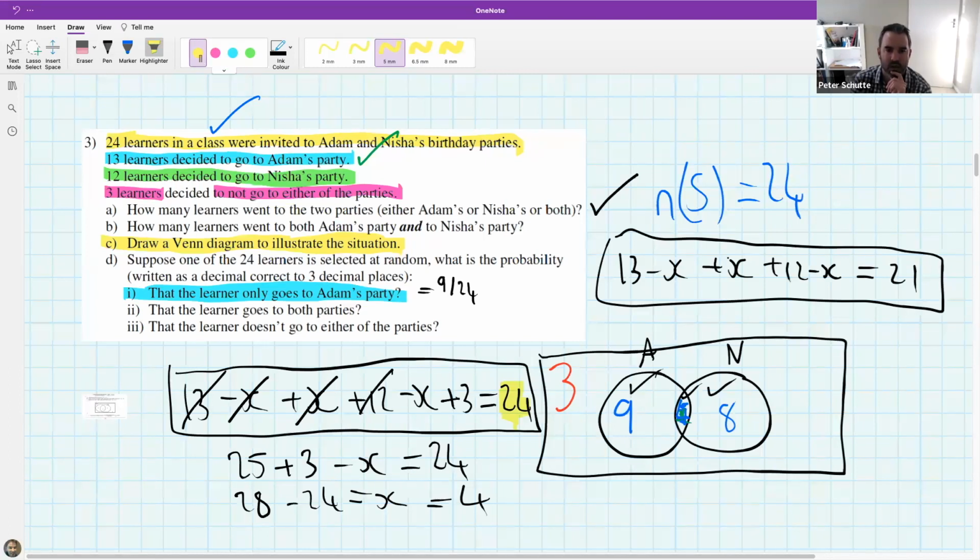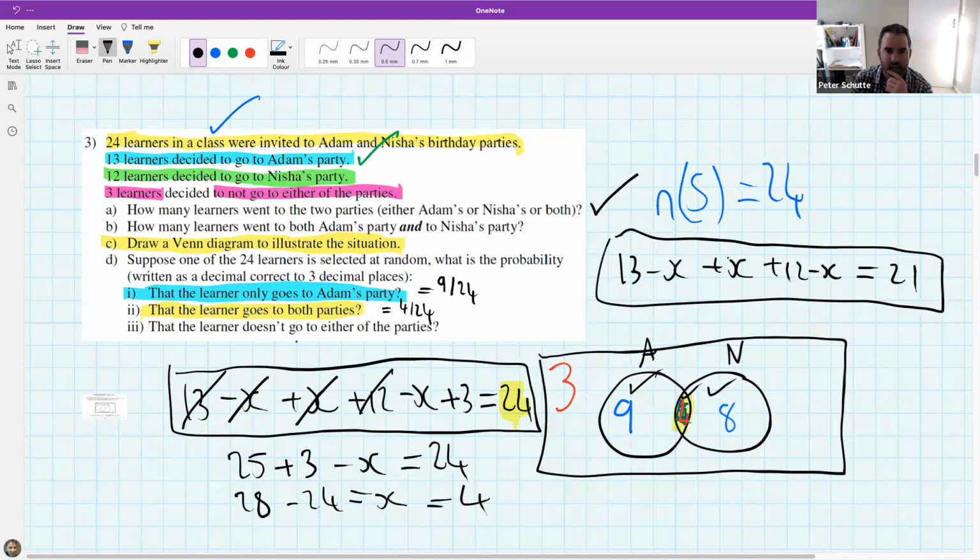Perfect. I want to know, what is the probability if you choose one random learner from this group that the learner goes to both parties? What is the probability that they go to both parties? And the learners that go to both parties are hiding in here. This was the X, although I don't think you can see it so clearly. So this would be 4 out of 24.